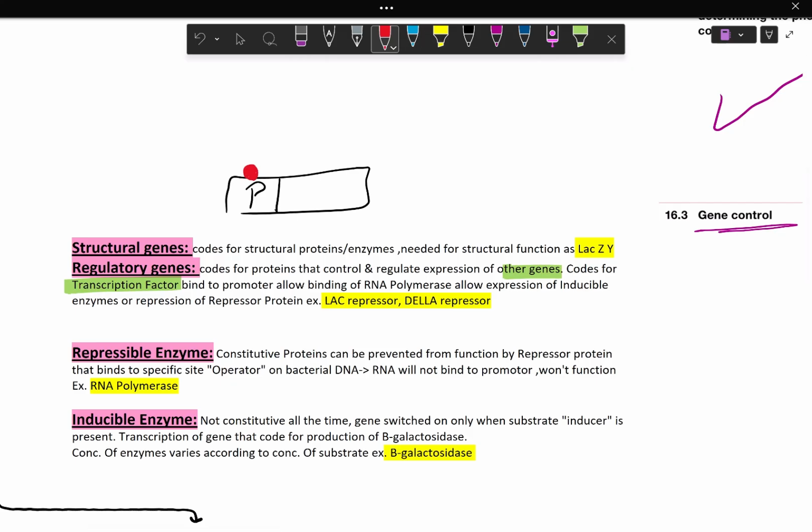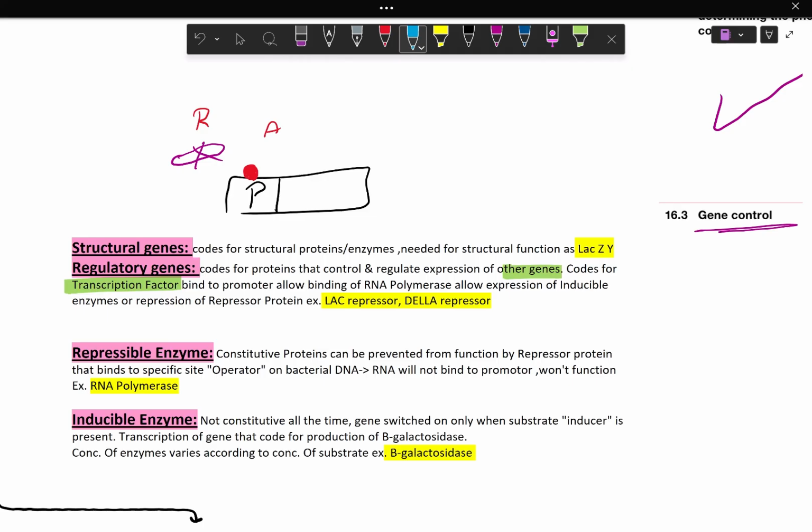Now they have 2 functions. They can either repress or activate. If they activate, they allow the RNA polymerase to bind and then to transcribe the gene, or they can prevent the RNA polymerase from binding, and so it cannot transcribe the gene. So at the end of the day, it just regulated that.